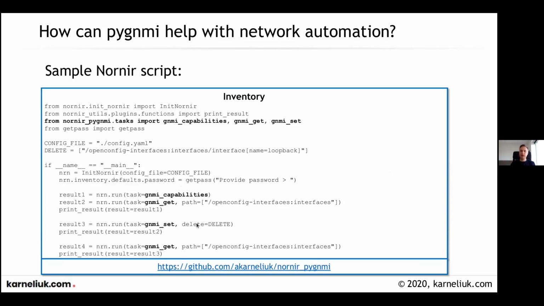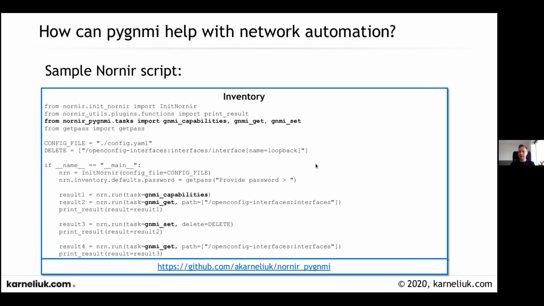And this path will show you in a few moments. These parameters are exactly the same, and you would have the NPyGNMI library if you use it without Nornir itself. So let's take a look. Obviously, as you see here, we are just importing the config file.